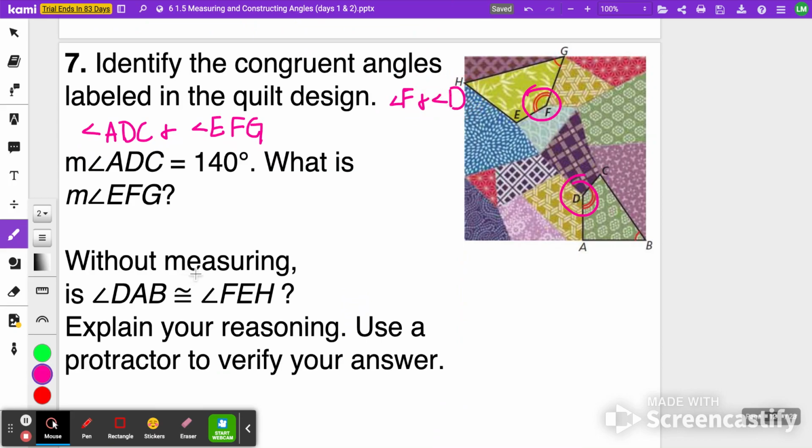Okay? There is another set of congruent angles, and those have that one ring. So I wanted to point that out to you.